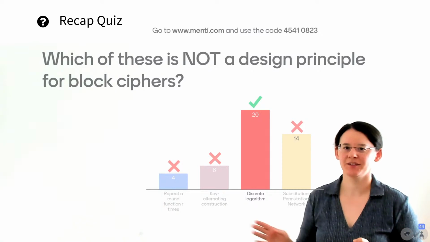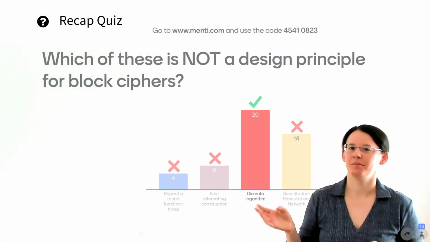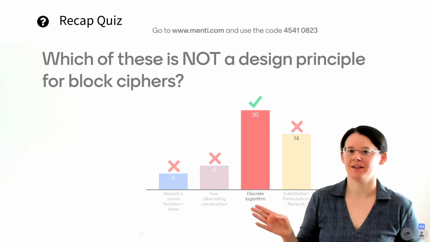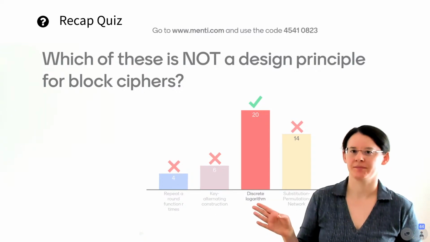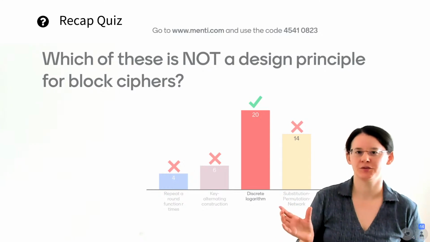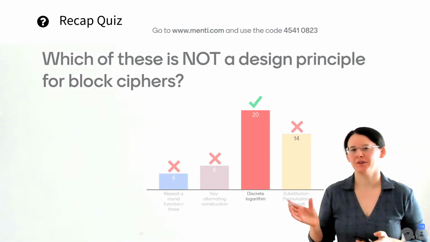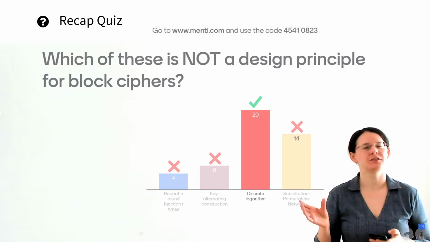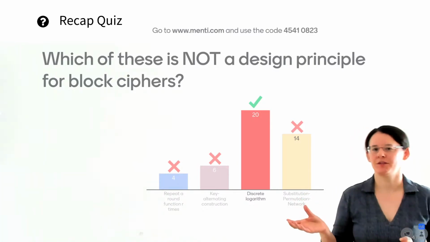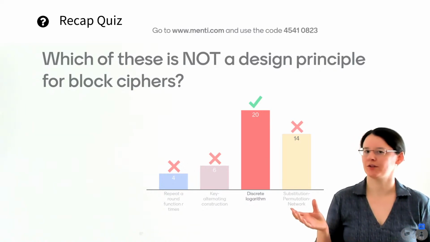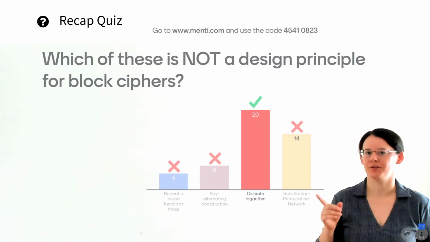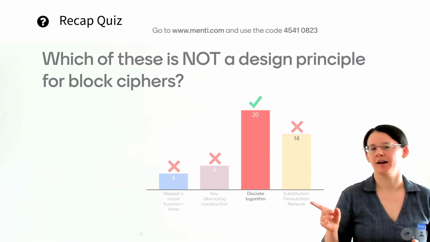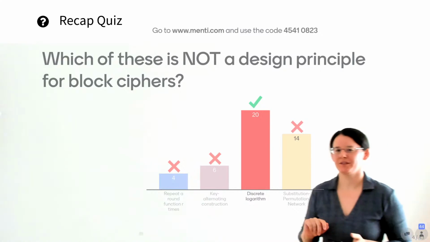Majority is again correct. So the discrete logarithm is a mathematical function or problem that we're going to look at today, but it has nothing to do with block ciphers. I see that some of you picked a substitution permutation network. That was maybe a bit of a difficult question because I'm not sure if I mentioned the term clearly last week, but the substitution permutation network describes a construction similar to the AES that we saw. So substitution is the S-box and permutation is the mixing layer. So I'm sorry if this caused confusion.